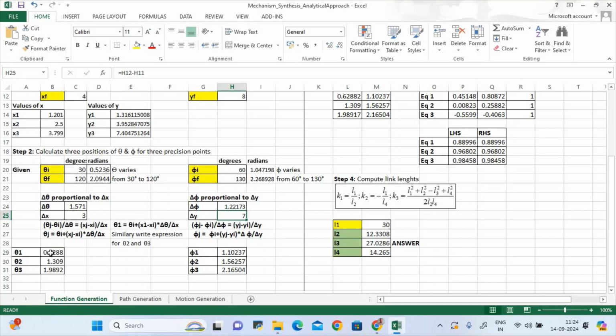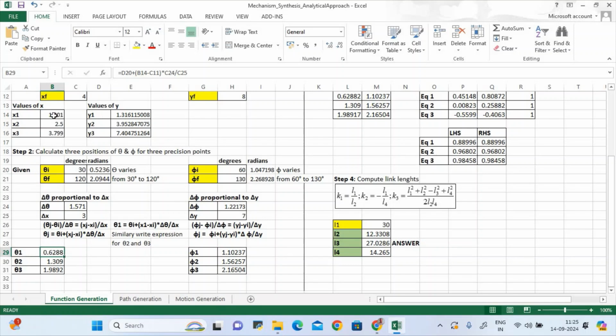Now, to calculate theta 1, let us go for the expression here. You can easily see here that theta 1 is theta I, which is this angle, the D20 cell, plus B14 minus C11, right. So what is this B14 and C11? It's nothing but xj minus xi, right. So xj is here, we are calculating the first precision point.